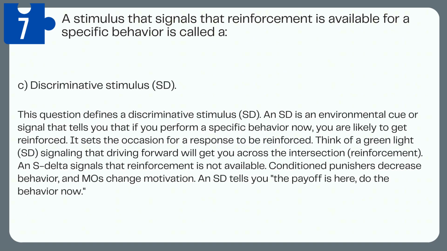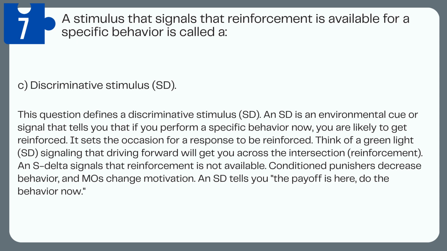Answer: C. Discriminative stimulus, SD. This question defines a discriminative stimulus, SD. An SD is an environmental cue or signal that tells you that if you perform a specific behavior now, you are likely to get reinforced. It sets the occasion for a response to be reinforced.